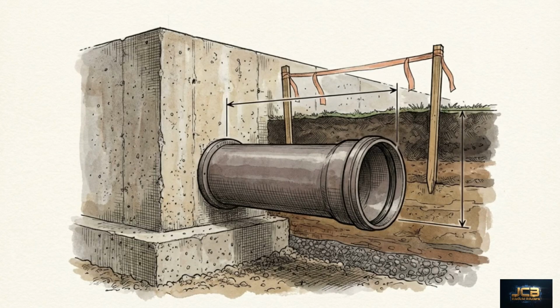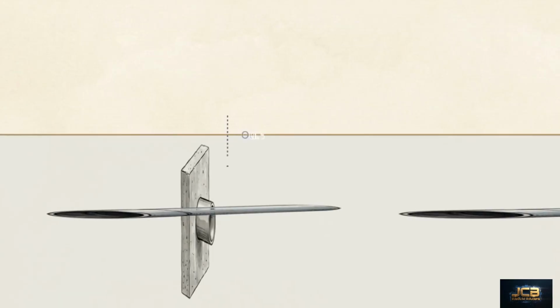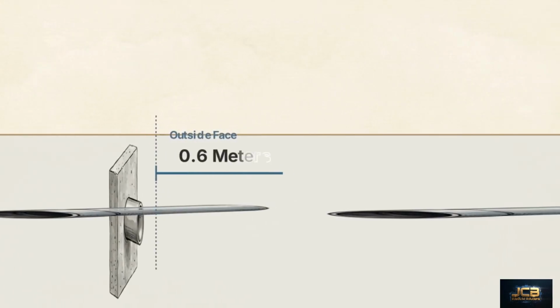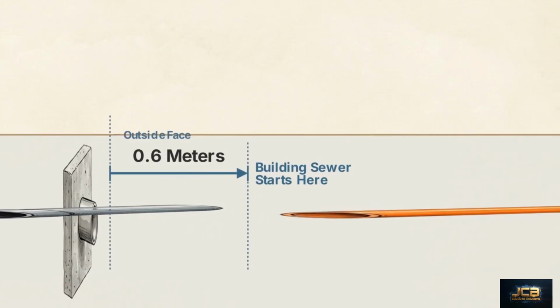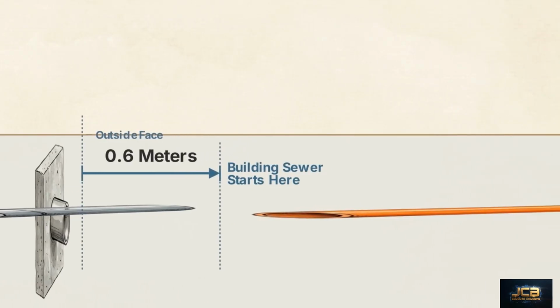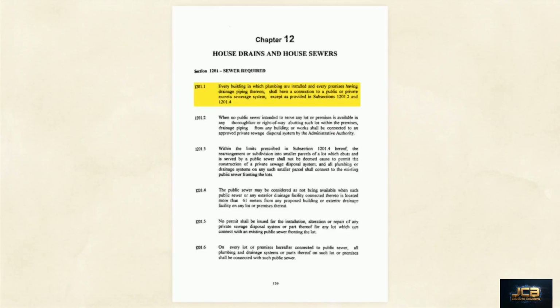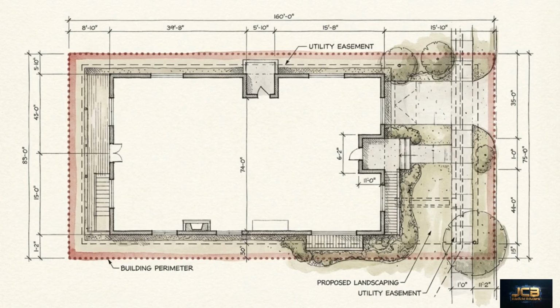Determining if a pipe is a building drain or a building sewer is a matter of geographic demarcation. This is our first spatial trigger. The building sewer officially begins exactly 0.6 meters from the outside face of the structure's wall. Section 1201.1 validates the starting point, establishing the legal definition of the building sewer as it leaves the structure's vicinity. This 0.6-meter mark creates a clear jurisdictional handover point, transitioning the system from internal plumbing to external infrastructure.